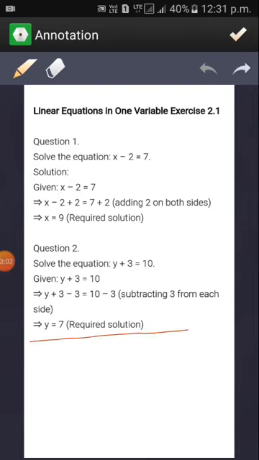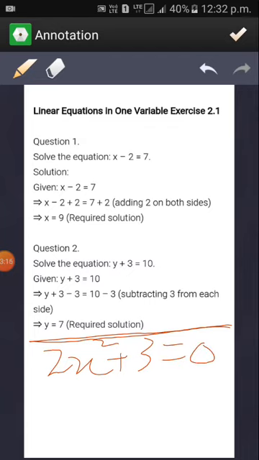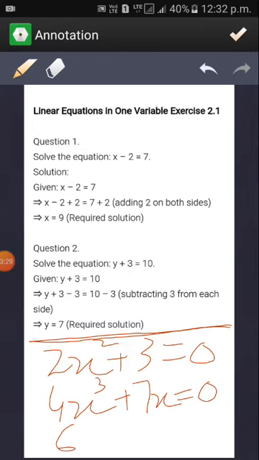Now, coming to the topic, we will first try to understand what a linear equation is. I will write here 2x square plus 3 is equal to 0. I will write one another: 4x raised to power 3 plus 7x is equal to 0. One other: 6x plus 7 is equal to 0.